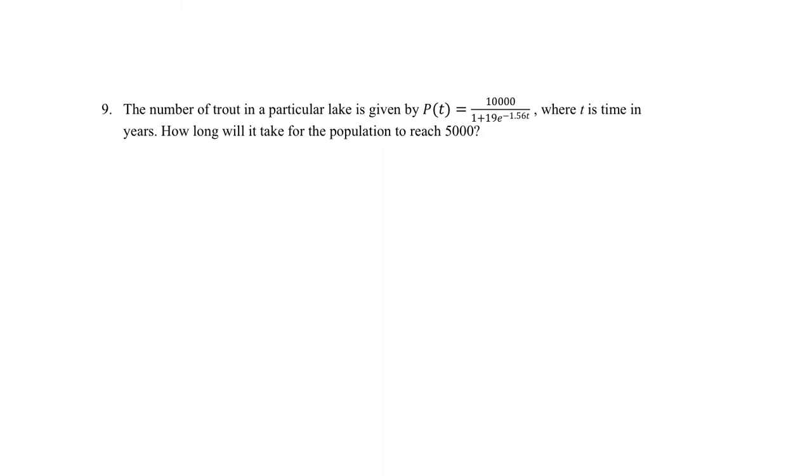Okay, this is also from section 4.6. We need to know how long it's going to take for the fish population to reach 5,000. So here's the model that models the amount of fish at any time t. 5,000 is a measurement of population, so that's going to go in place of p of t. And the question is, how long will it take? That means solve for t, when p of t, the population, equals 5,000. So we replace p of t with 5,000.